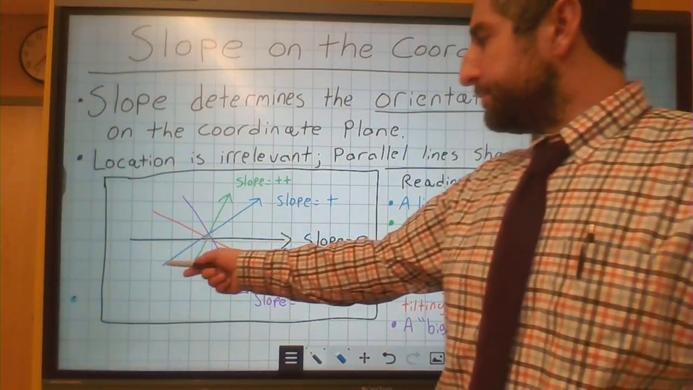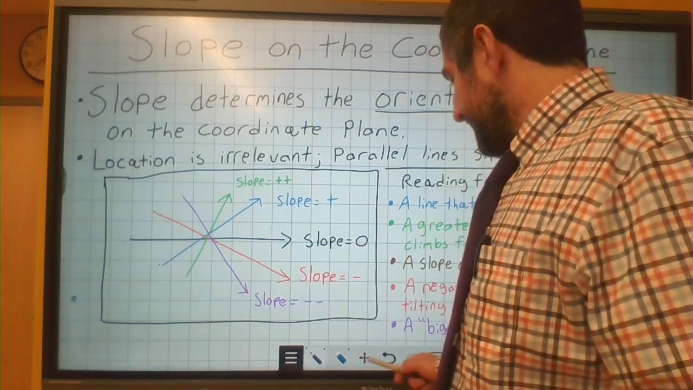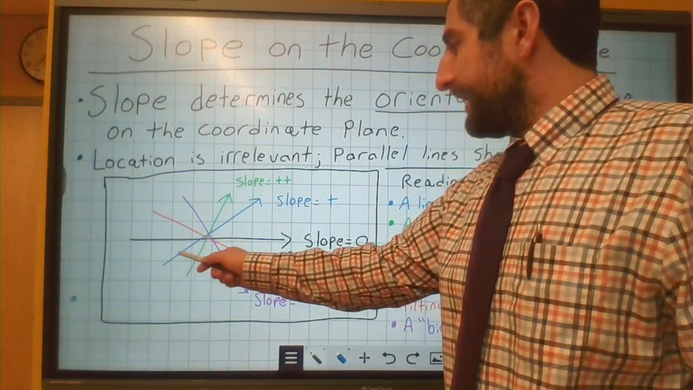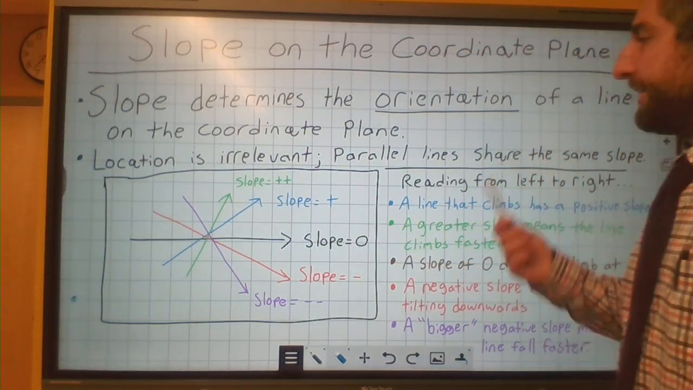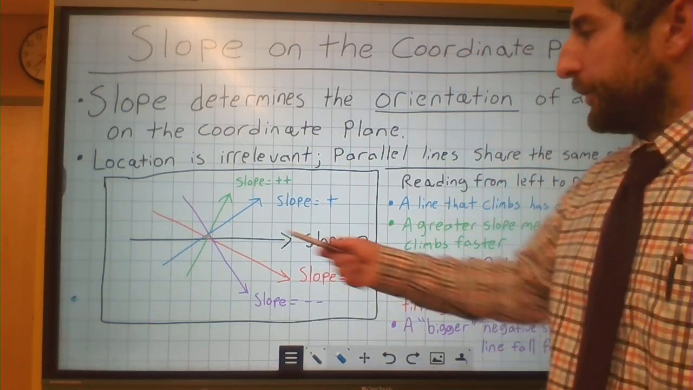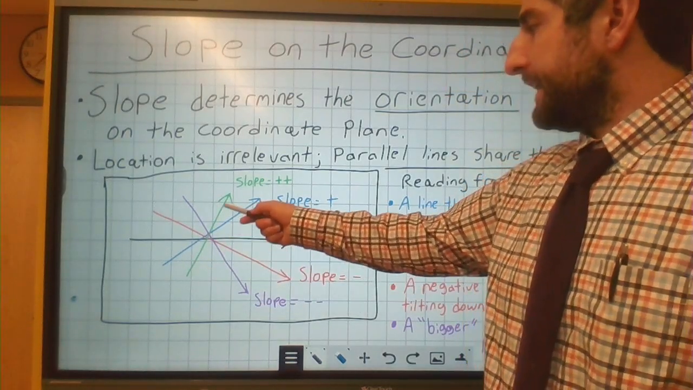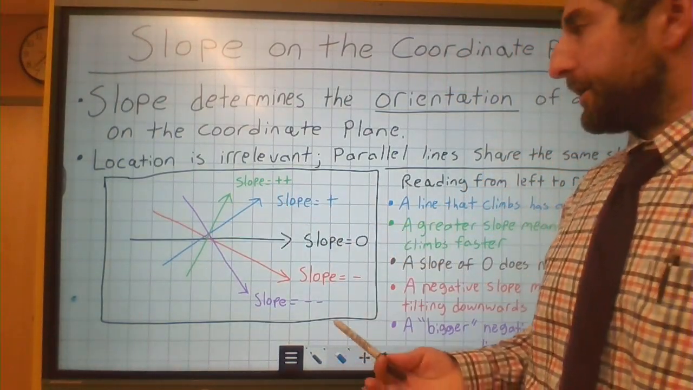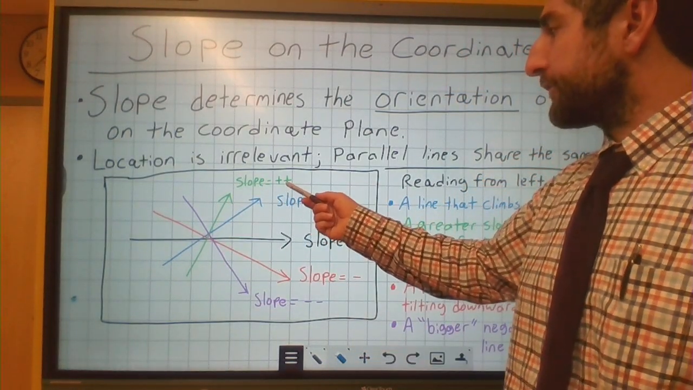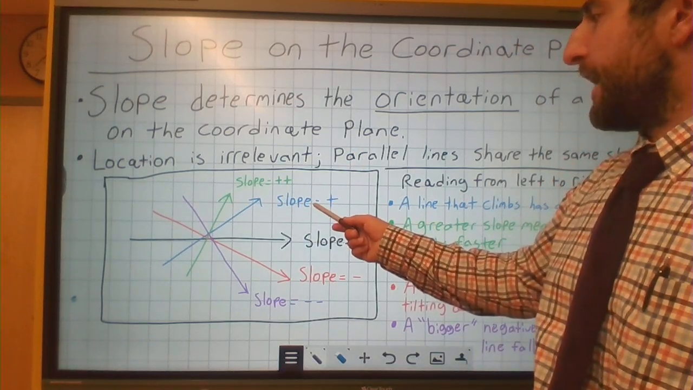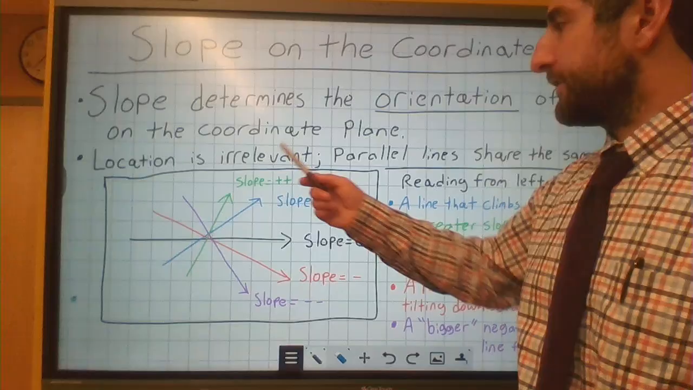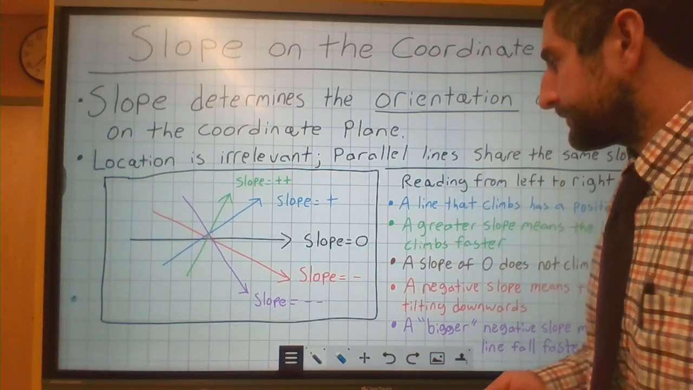So if we're reading this blue line from left to right, you'll notice that we're going upwards as we go left to right. That's a positive slope. The green line is going up even faster, or steeper. That is a greater slope value than the blue line. So you could pretend that this is a slope value of 2 and this is a slope value of 3.